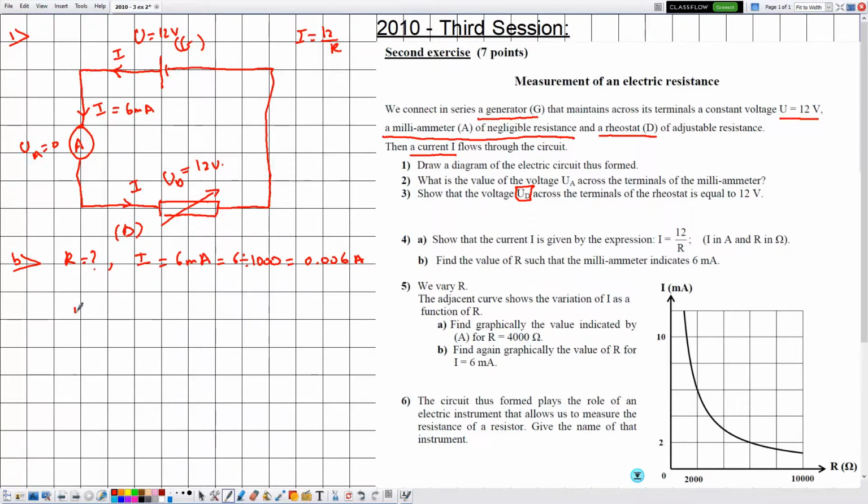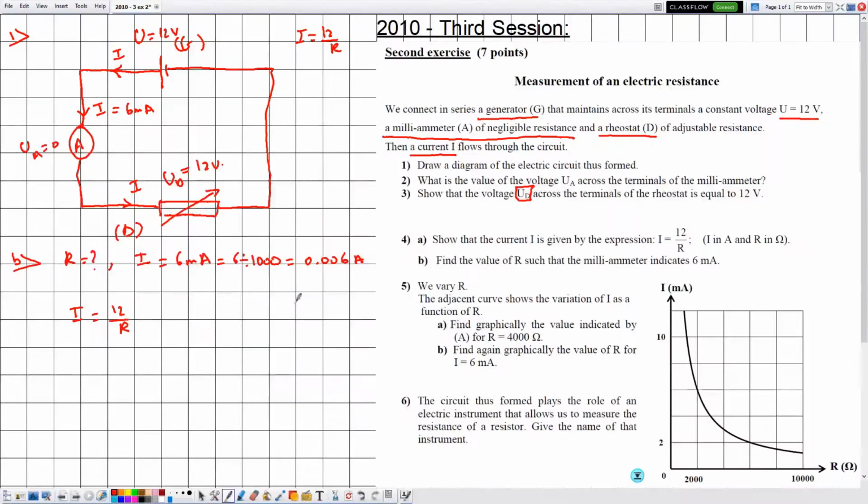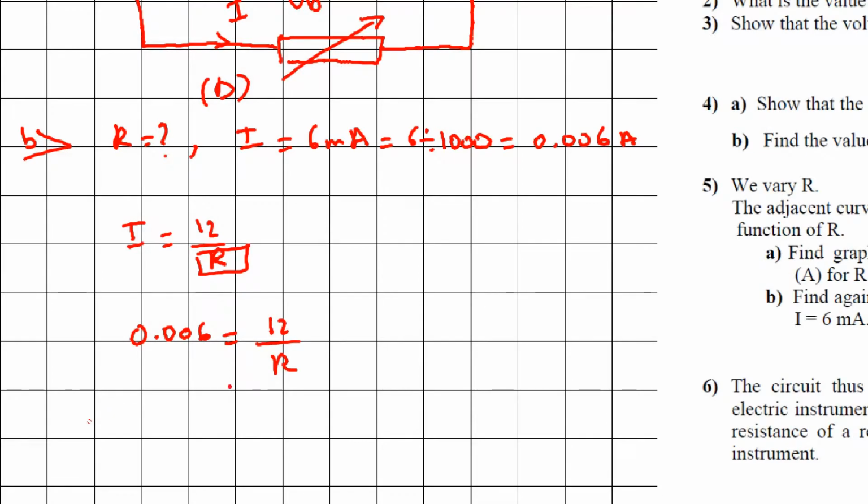Now knowing that I is equal to 12 divided by R from part A of part 4, and now we know that the value of I is given by 0.006 amperes. We are interested in calculating the value of R because they are telling me in part B find the value of R. So 0.006, which is the value of I, is equal to 12 divided by R. Then this is an equation in one unknown. The unknown is given by R.